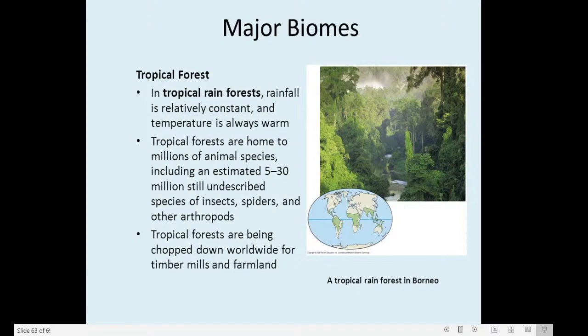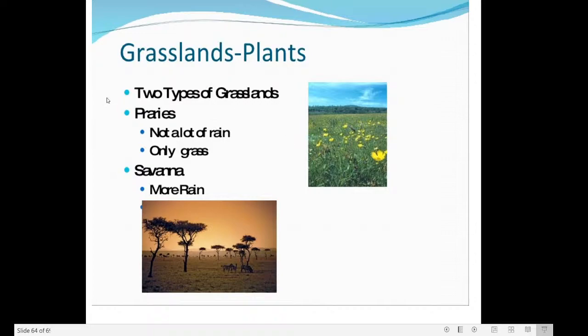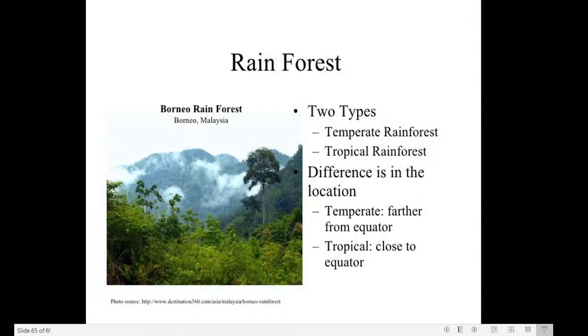And in this biome we have two different types. There is grassland. Of this grassland, two examples are the prairies, where there is not much rain, only grasses. Next is savanna, which is a rainier place. These are two different grasslands, and the rainforest is divided into two types: temperate rainforest and tropical rainforest.